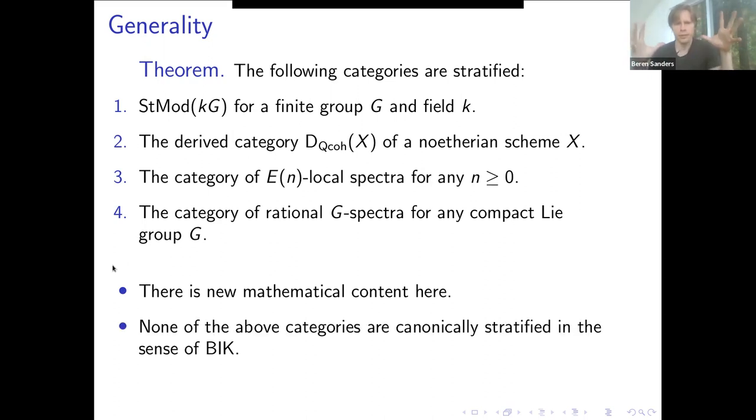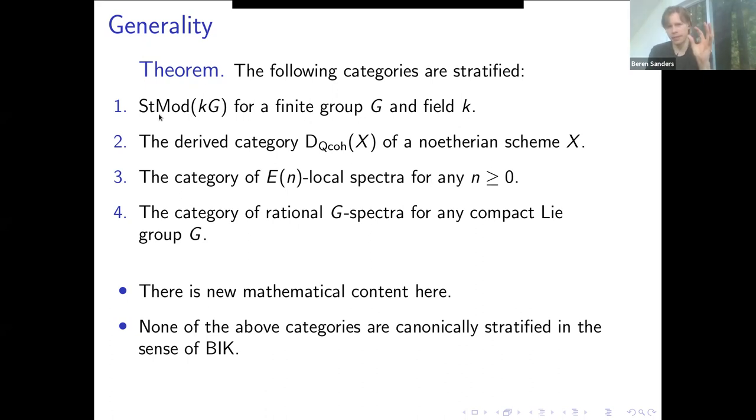And the other thing really worth emphasizing about these four examples is that they're not canonically stratified in the sense of Benson-Iyengar-Krause. In the case of the stable module category, there's a little technicality: the endomorphism ring of the unit in this example is the group Tate cohomology. But the Tate cohomology ring in general is not Noetherian. And so BIK are not able to take the Tate cohomology ring and run their theory because it's not Noetherian. So instead they take the ordinary group cohomology ring, which also acts on the category, and then use that action to classify the thick tensor ideals. But it's a little unfortunate, because you'd like to directly take the endomorphisms of the unit and the canonical action of that ring on the category, but you have this issue with the Noetherian condition.